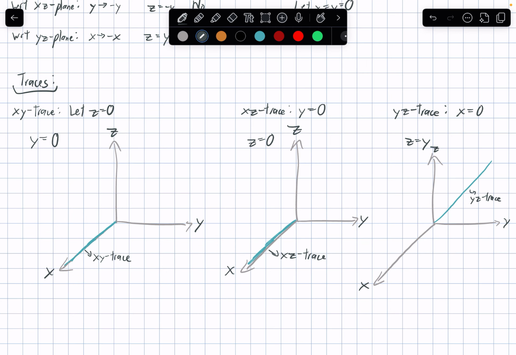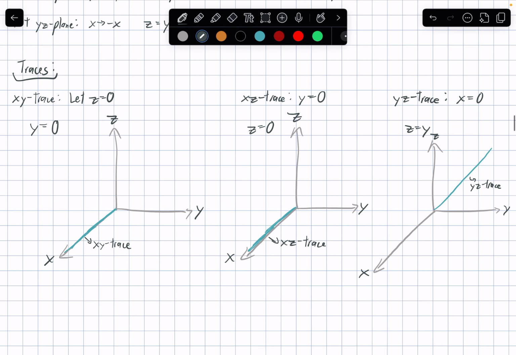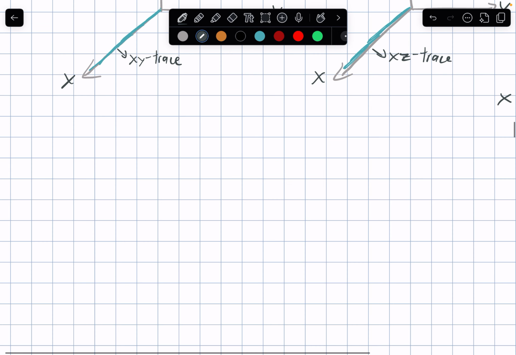So yeah, you need some time to absorb all that. We're done with the traces. Let's now draw the sections.